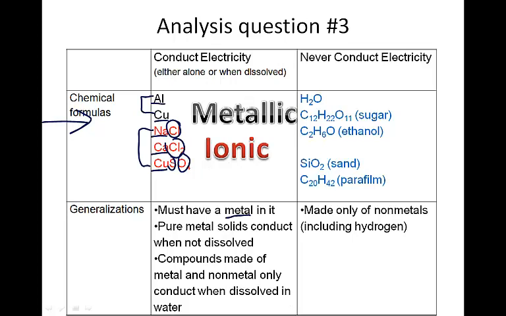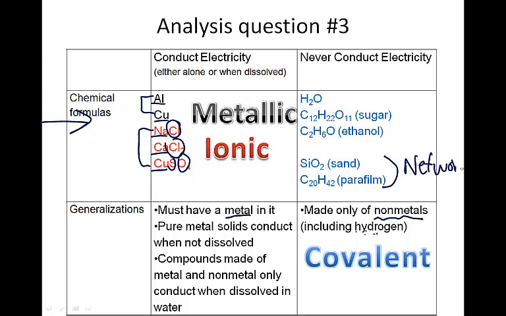Now let's look at the things that never conduct electricity. Notice they all have carbon, hydrogen, oxygen, silicon. Those are the only elements in them. Those are all nonmetals. Remember that hydrogen actually counts as a nonmetal for reasons we're going to explore later. So these are all covalent compounds. Based on their dissolvability, you could say that these are network because they did not dissolve, and that these were molecular covalent because they did dissolve. Okay, so that's question 3.